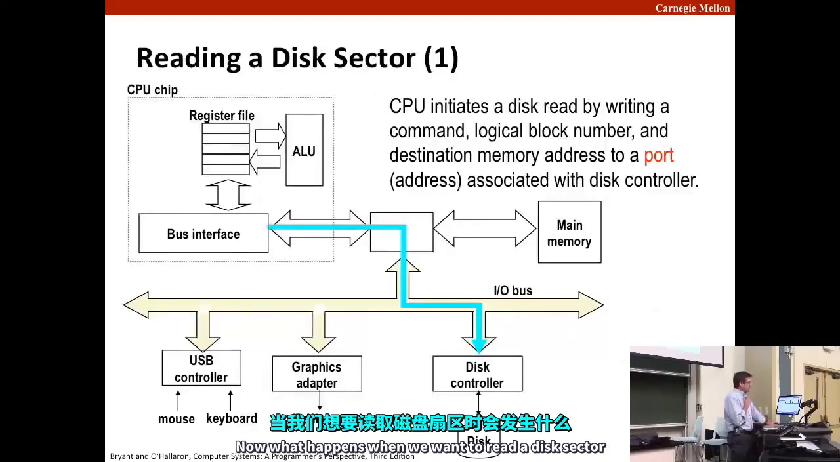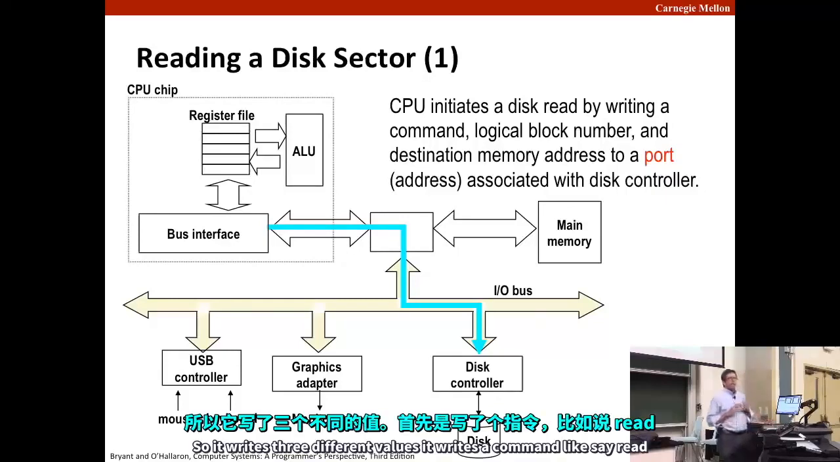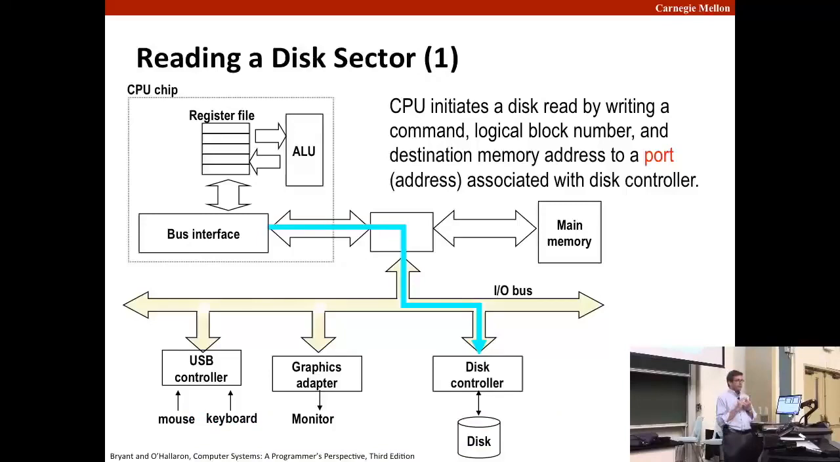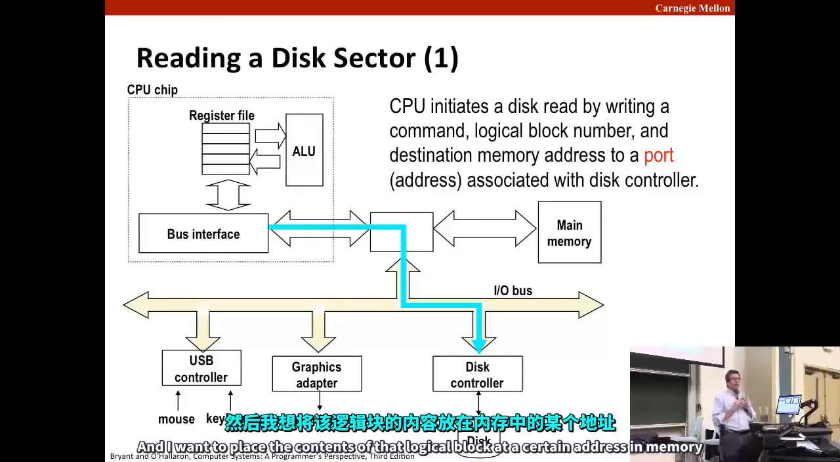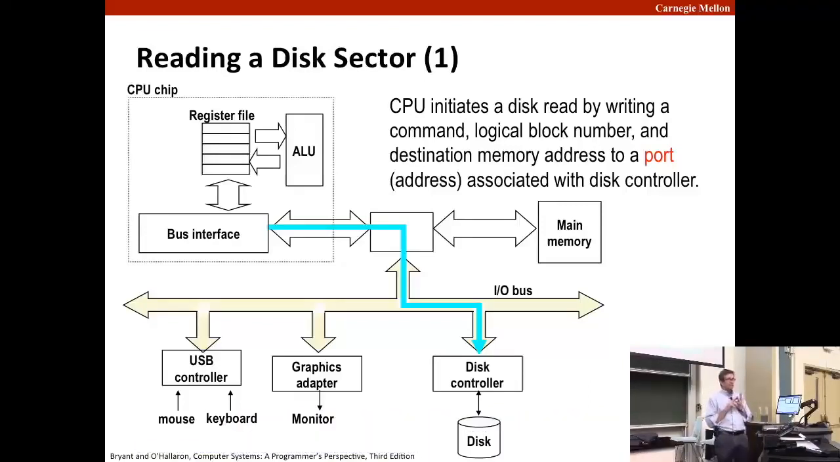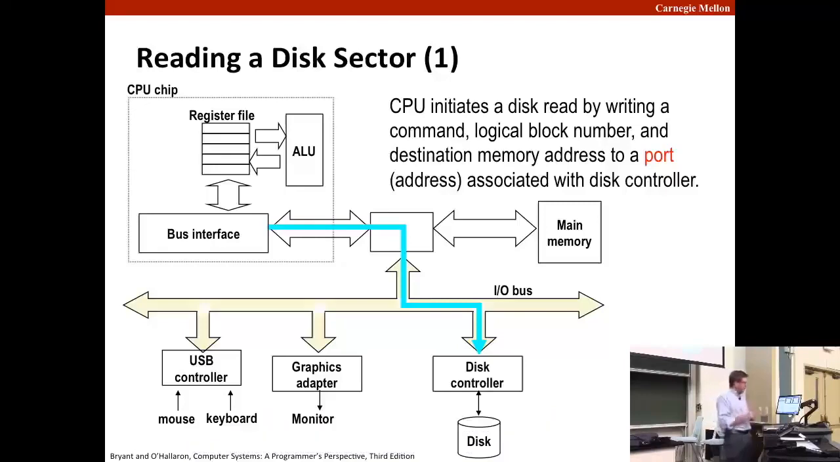Now, what happens when we want to read a disk sector? Well, the CPU initiates this read by writing a triple. So it writes 3 different values. It writes a command, like say read. It writes a logical block number, because I want to read that logical block. And I want to place the contents of that logical block at a certain address in memory. So it's a command, a logical block number, and a memory address.